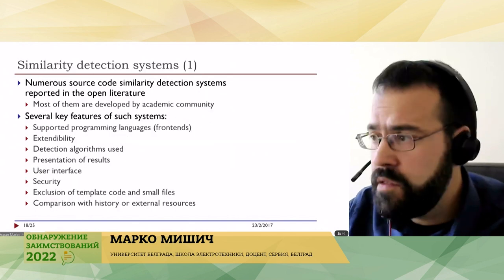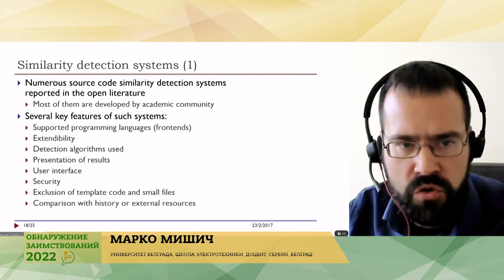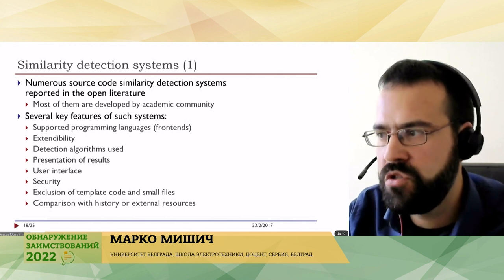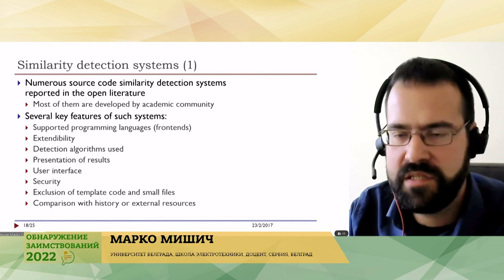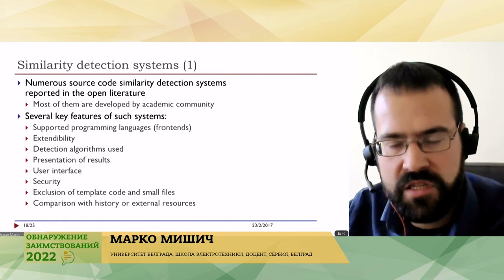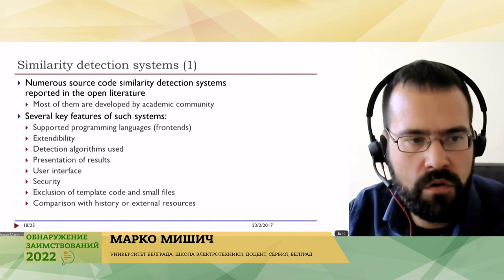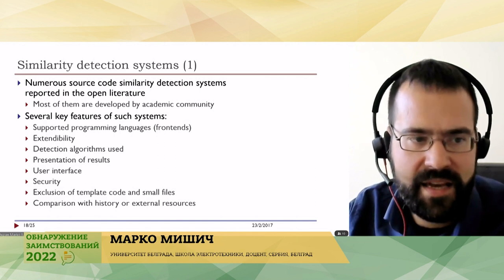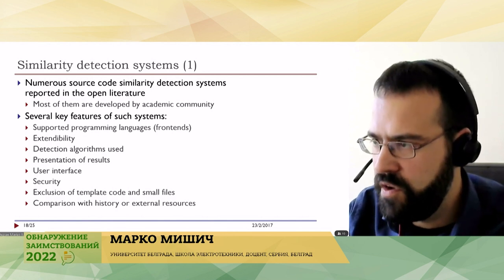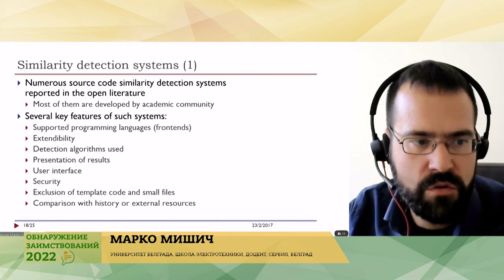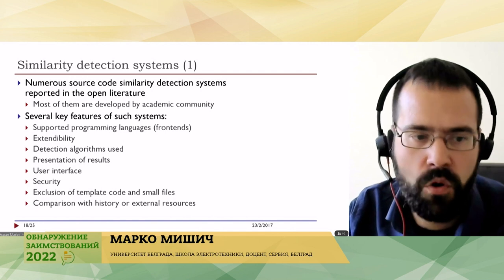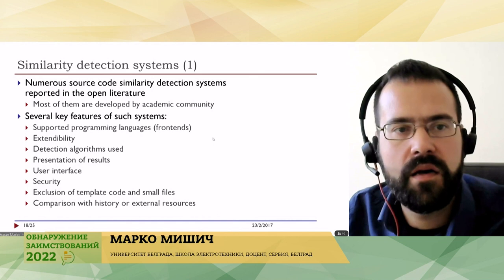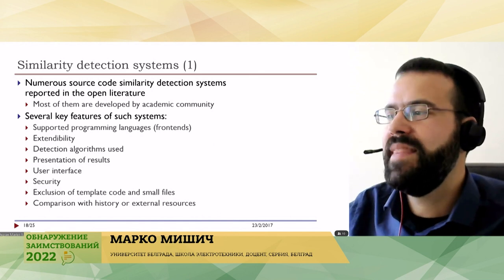So we need to use some source code detection systems. There are numerous of them reported in the open literature. Most of them are developed by the academic community, and there are not many commercial solutions, if any at all. There are several key features of such systems that are important for plagiarism detection in source code. Those are supported programming languages or front ends of the system or the tool, then extendability, detection algorithms used, which are important in the context of robustness and precision, then presentation of results and user interfaces, security aspects, then exclusion of template code, which is given by the instructor, or small files, and of course, comparison with history or external resources, which is a standard for the tools in textual plagiarism.